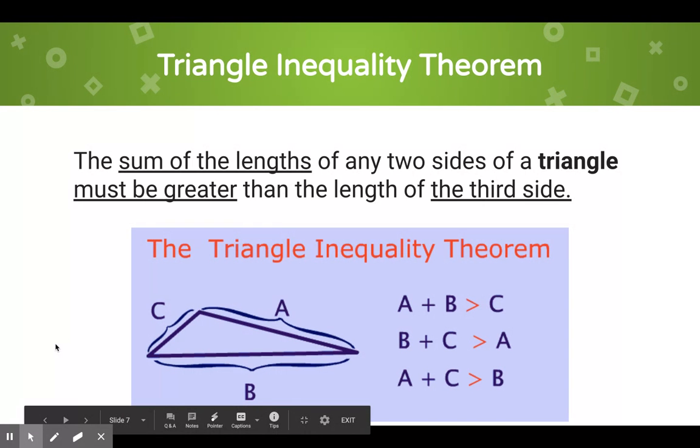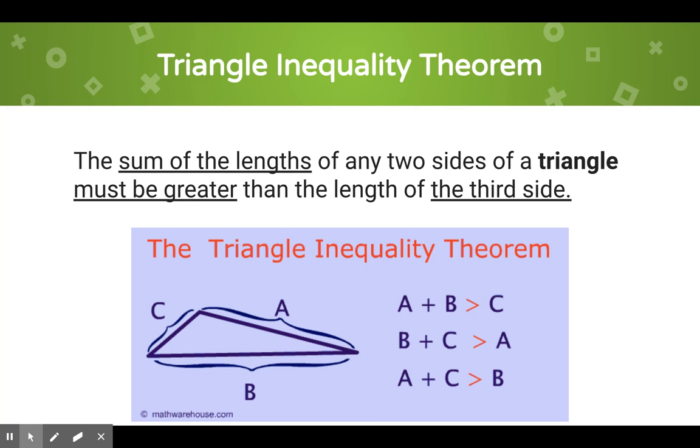Triangle inequality theorem. This one's interesting. It's a little tricky, but it's very interesting when you see how it plays out in real life. Okay, the sum of the lengths of any two sides of a triangle must be greater than the length of the third side. So it doesn't matter which two sides you take, whichever side is left over has to be less than the other two sides added together.